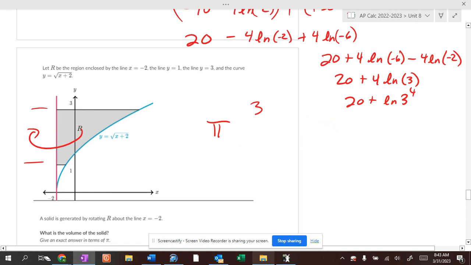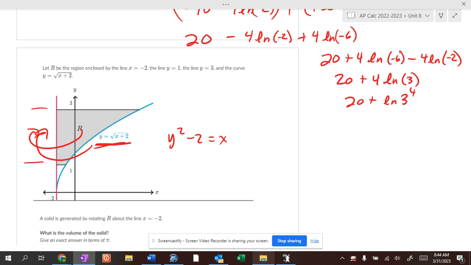Well, this is what I did wrong. We're going around a vertical, so you got to get x alone here. So you square both sides, so it's y squared minus 2 equals x. There we go. Woo! Much better.